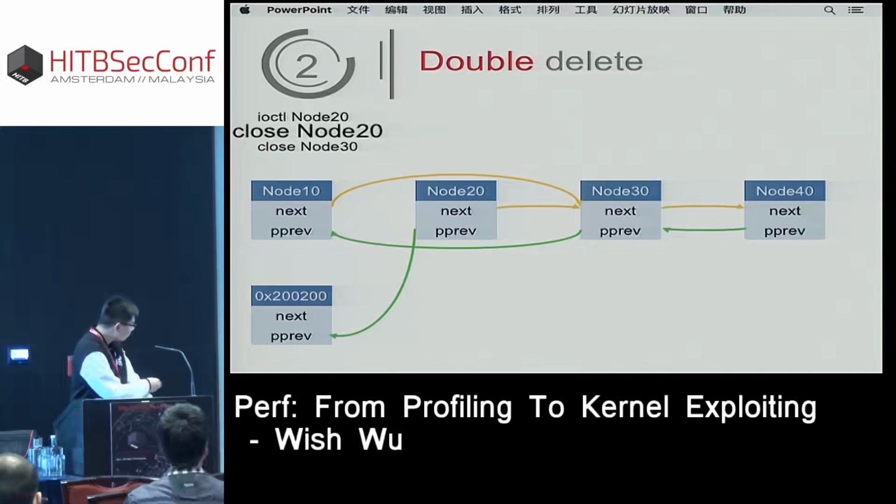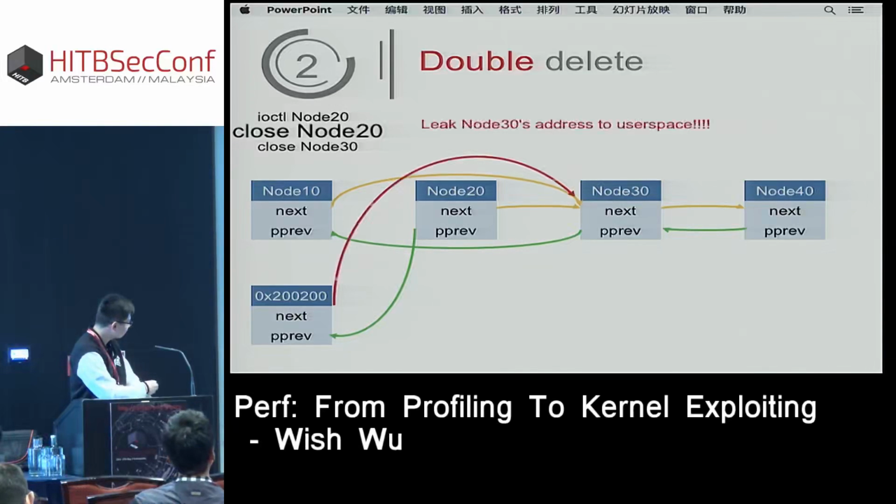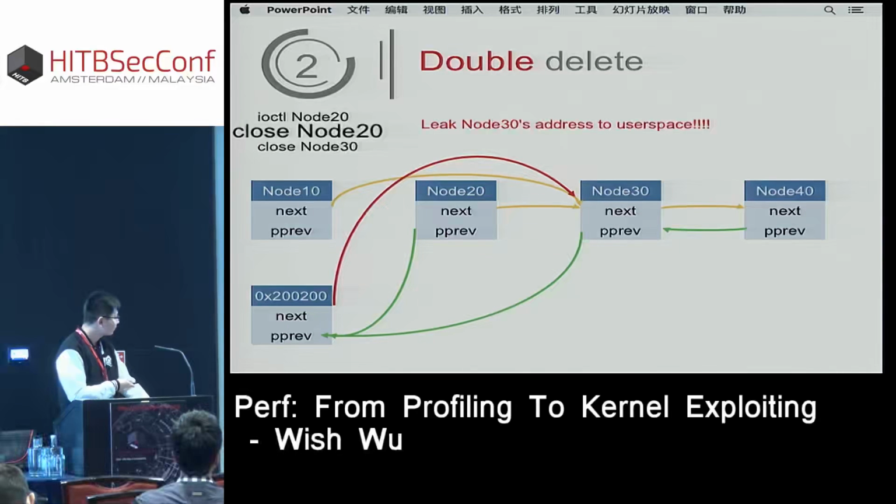The program will go along node 20's pprev pointer to find the memory at 200, then treat the memory at 200 as a node. Then it writes node 30's address to 200. It leaked node 30's address to user space. That is an info leak.